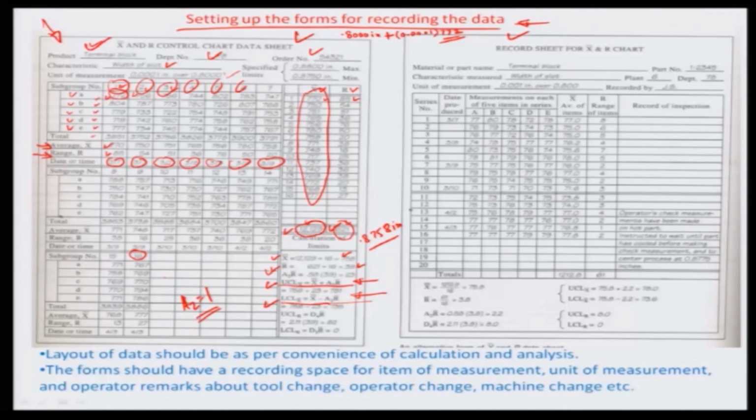So, subgroup size 5, A2 is 1, and so the plotting happens as X double bar plus A2 R bar as the upper control limit UCLX, and X double bar minus A2 R bar as the lower control limit LCLX.